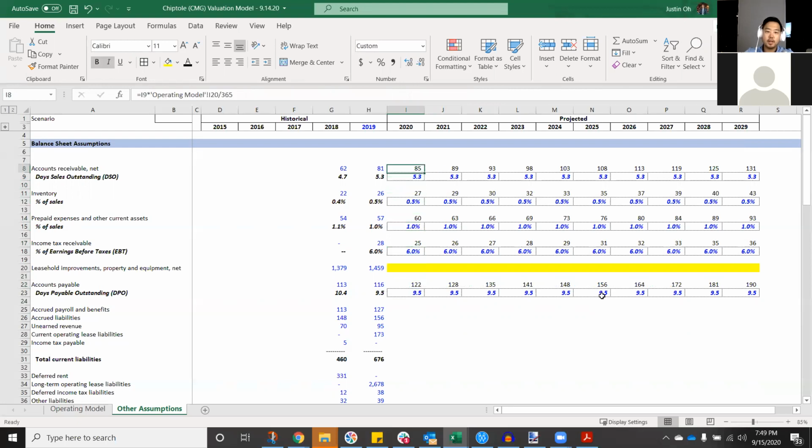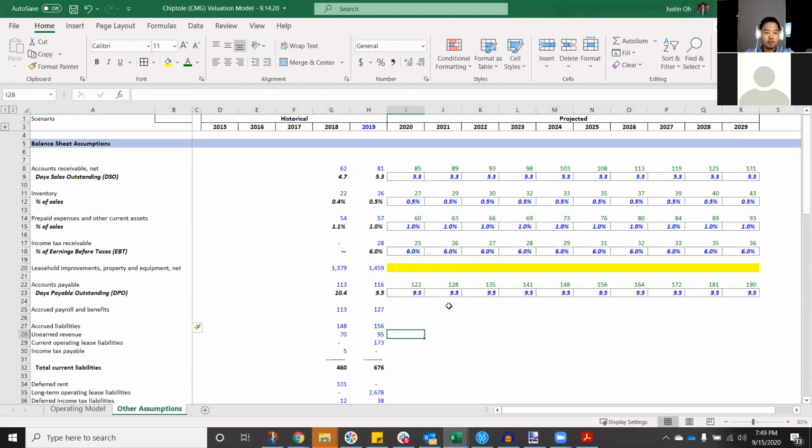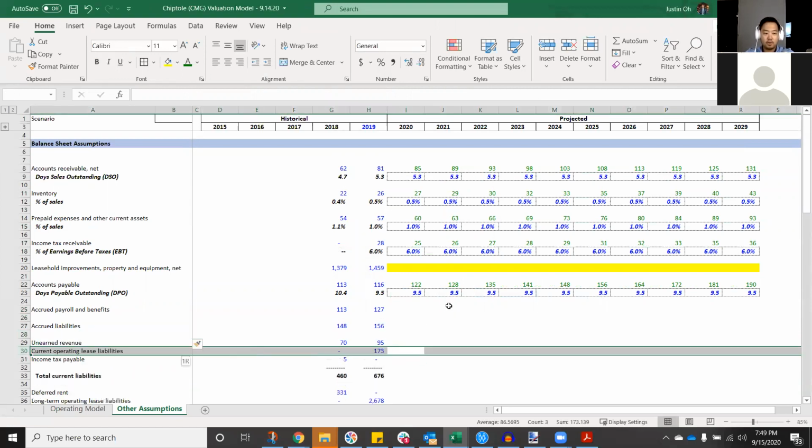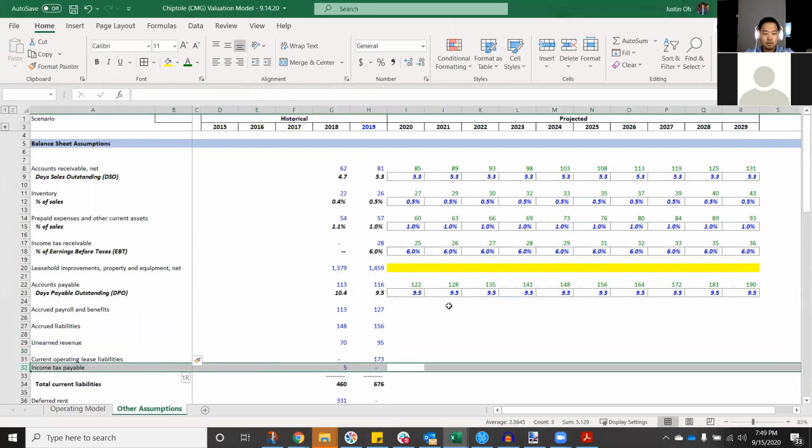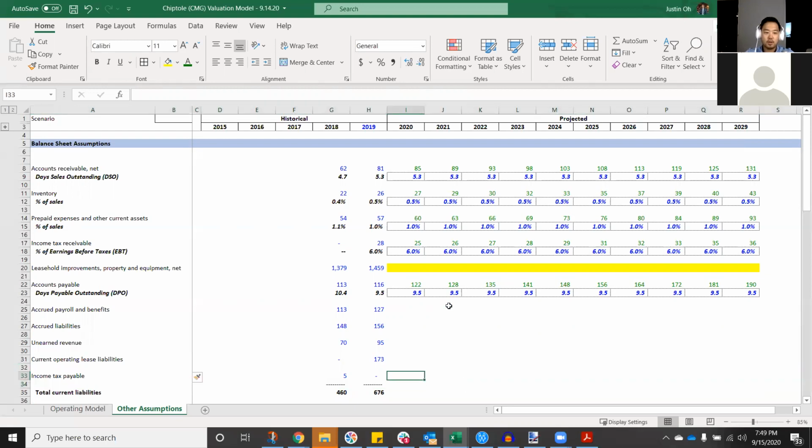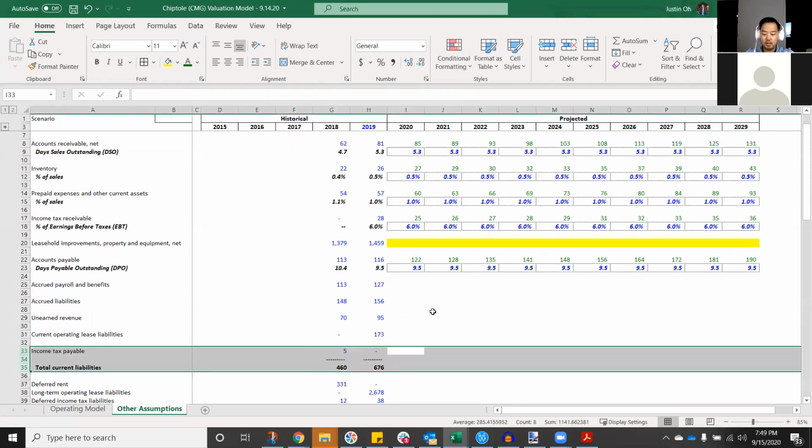And I'm going to make these green because they are pulling from another sheet. I forget exactly if this is an edge case. It pulls from another sheet, but it's also a calc, which I just like putting green just in case. So again, that's that. And then accrued payroll and benefits, accrued liabilities, unearned revenue, current operating lease liabilities, income taxes payable. Well, they don't have any income taxes payable, so I'm just going to delete that.